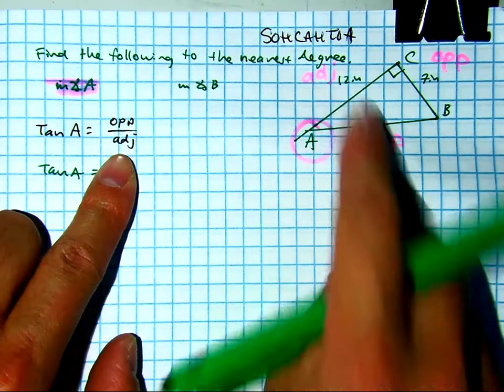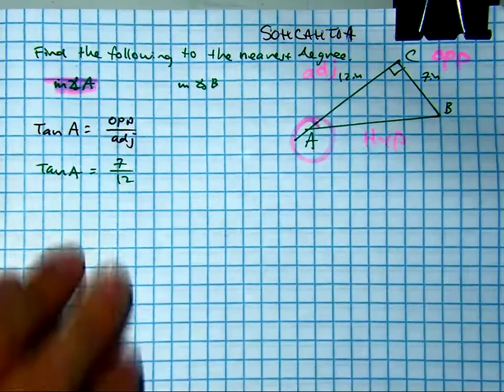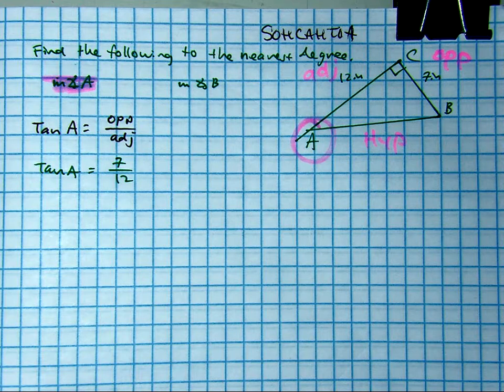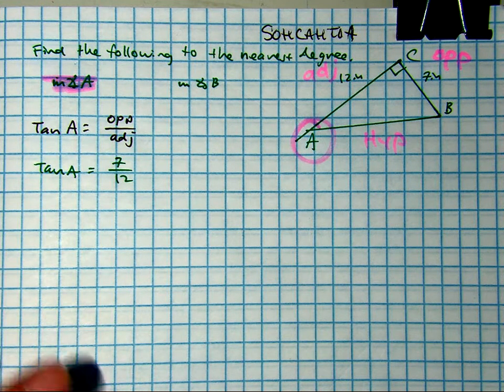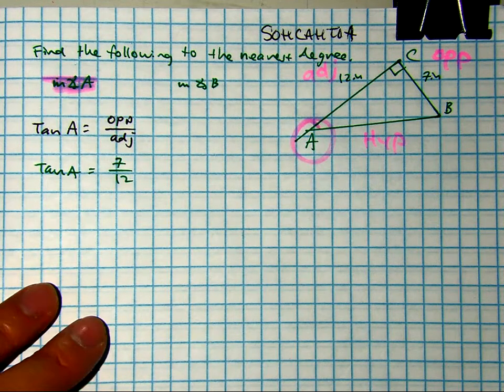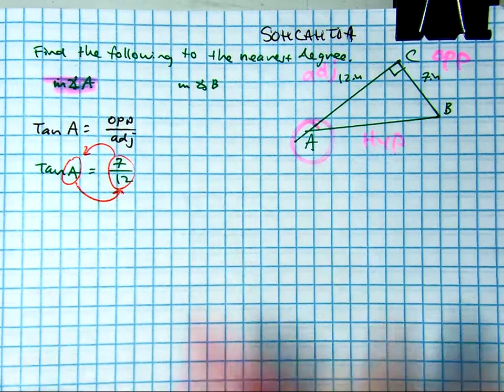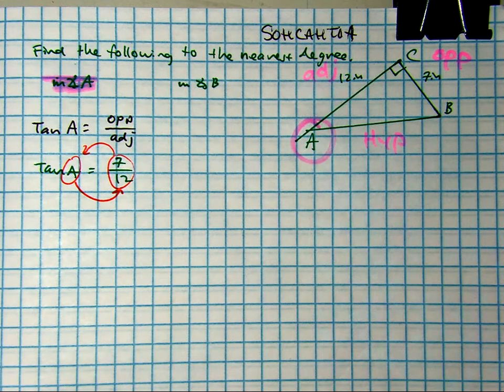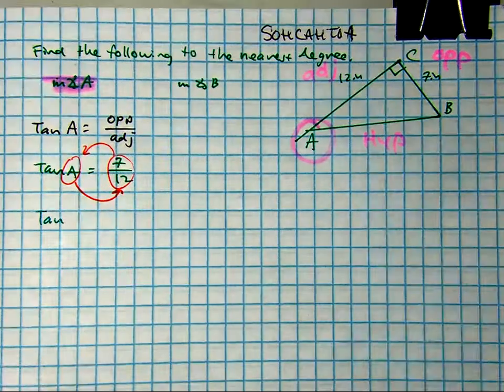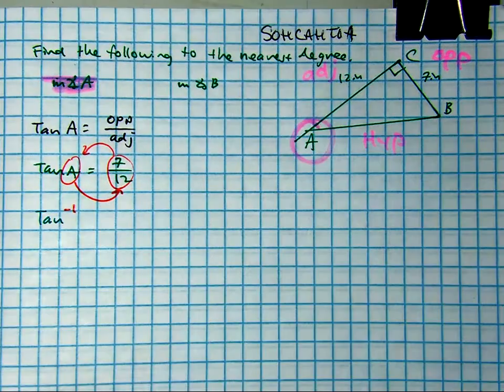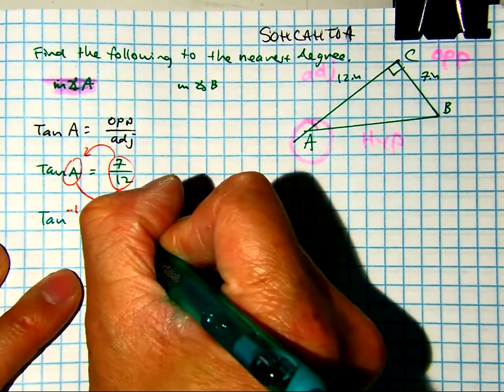Partner A tell partner B, what do we do in the next step? Vincent, what are we going to do next? How do you show the inverse, Vincent? Circle, draw the arrows. Class, what should I write next? Tangent inverse 7 over 12 equals A. So there's my calculator ready equation.